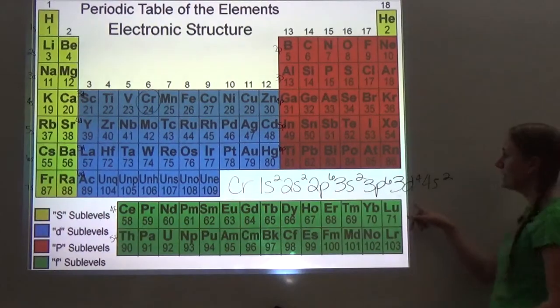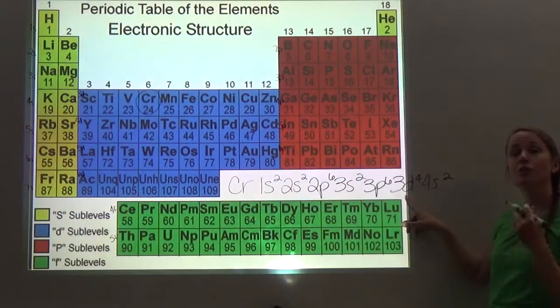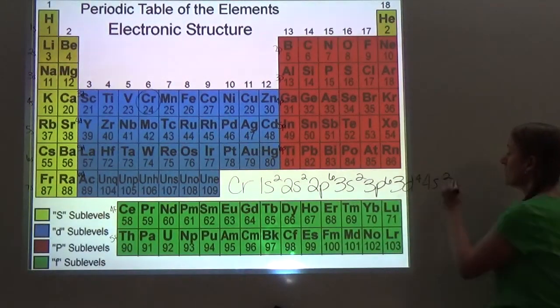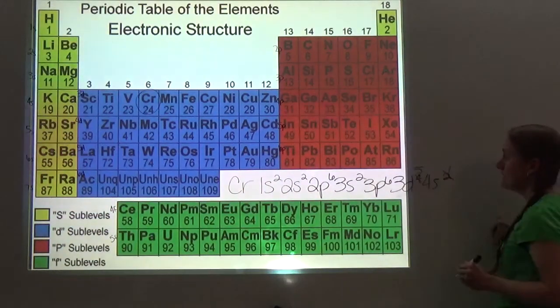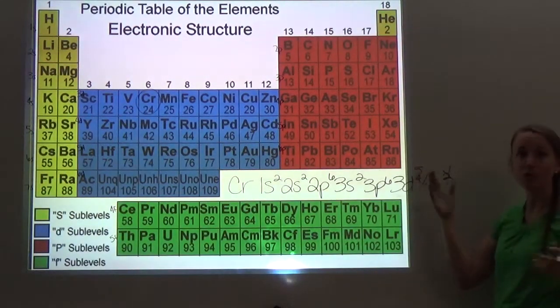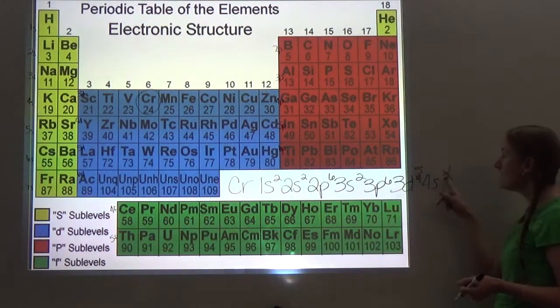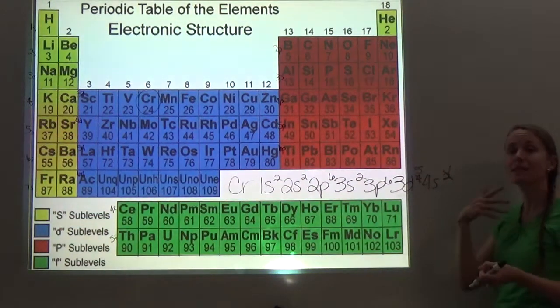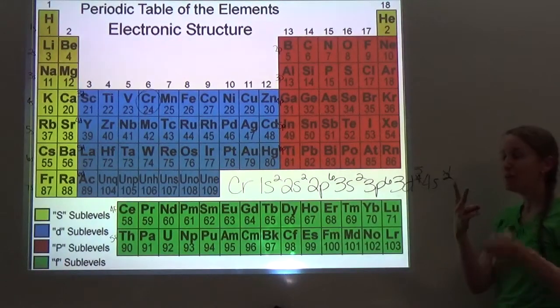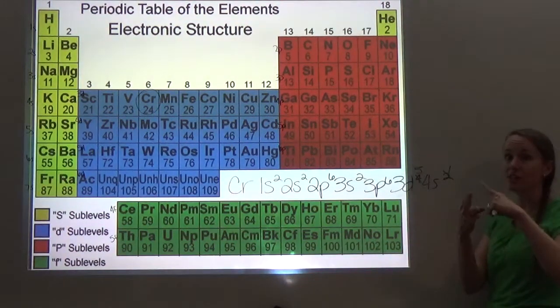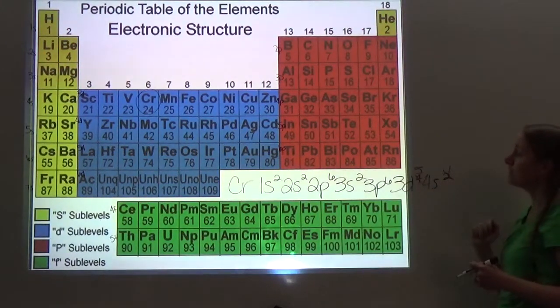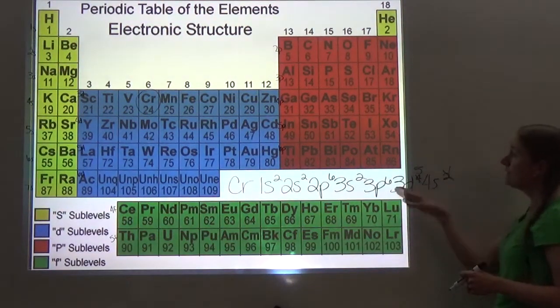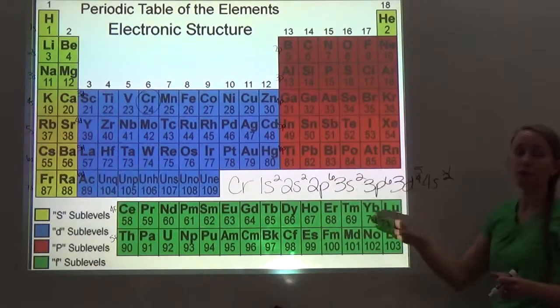So again, 3d is the one that's not stable. So what happens is one electron from 4s leaves and goes to 3d. So see, now 3d is half full because it has 5. 4s is still stable because s only holds 2. So if it has 1, it's half full. If it has 2, it's full. So it's stable either way. So it doesn't mind giving one of its electrons to 3d. So this is the actual ending of chromium.